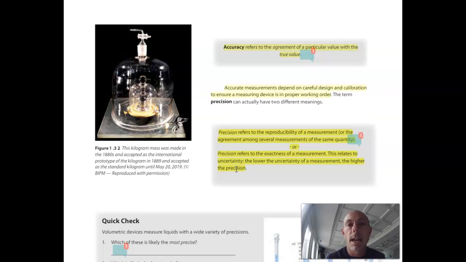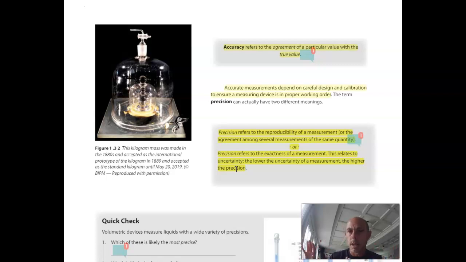Again, how close together several measurements fall to each other is a measure of their precision. And that comes down to the measurer doing a good job every time, reading the device the same way every time. Again, that's not what we talk about as often when we talk about precision. The second definition, which is really what the rest of this section is about, is how exact a measurement is. And what that has to do with is how many significant figures we can get out of a measuring device.